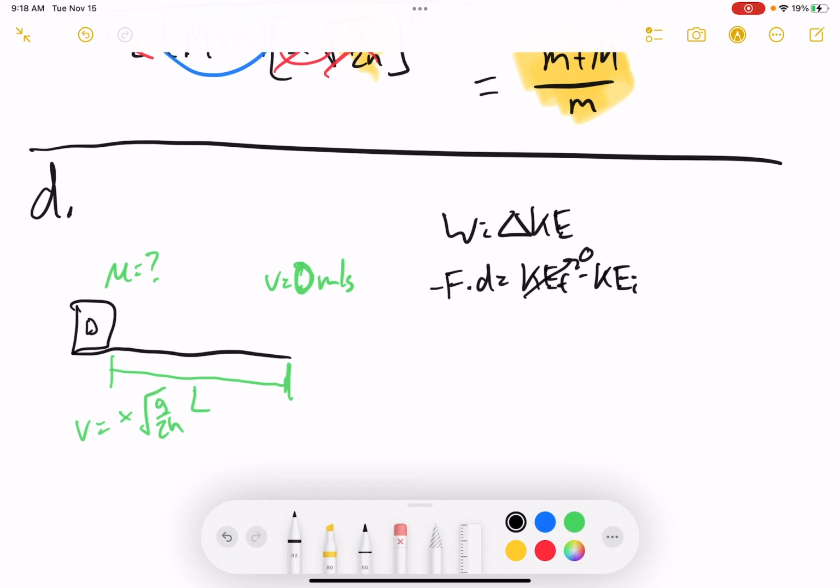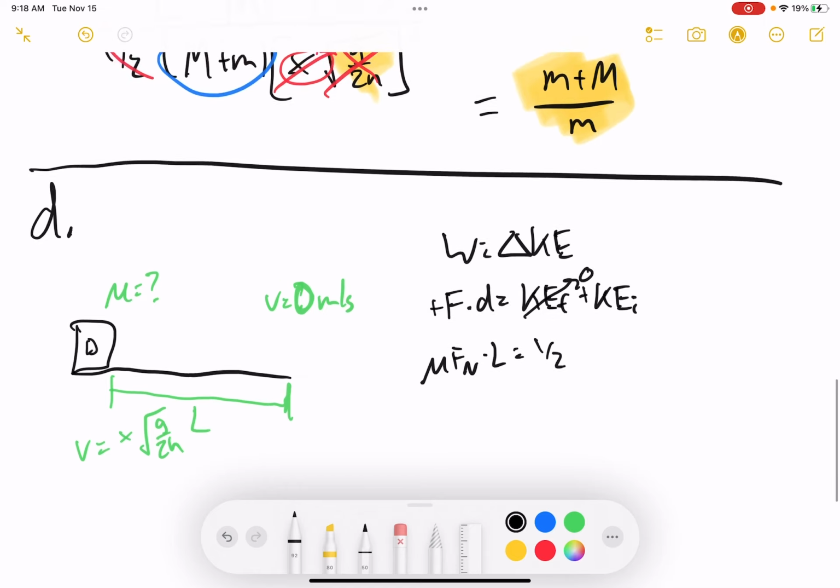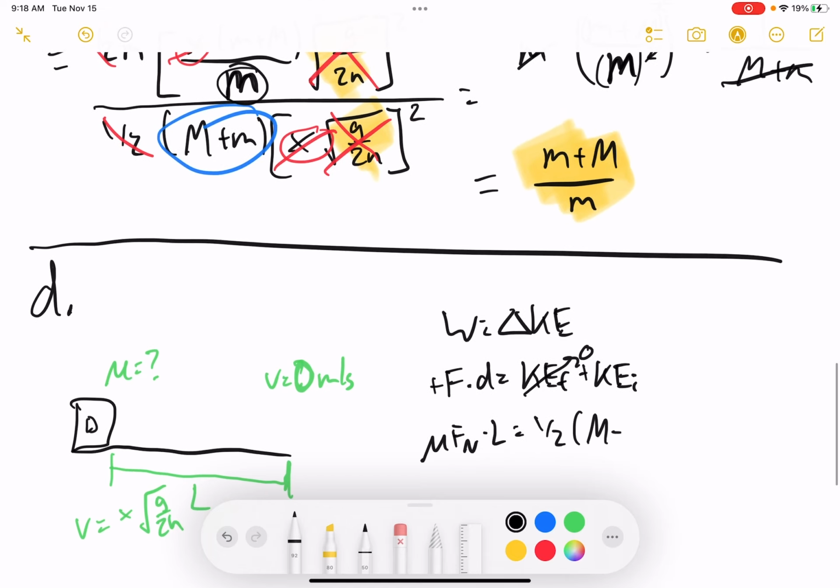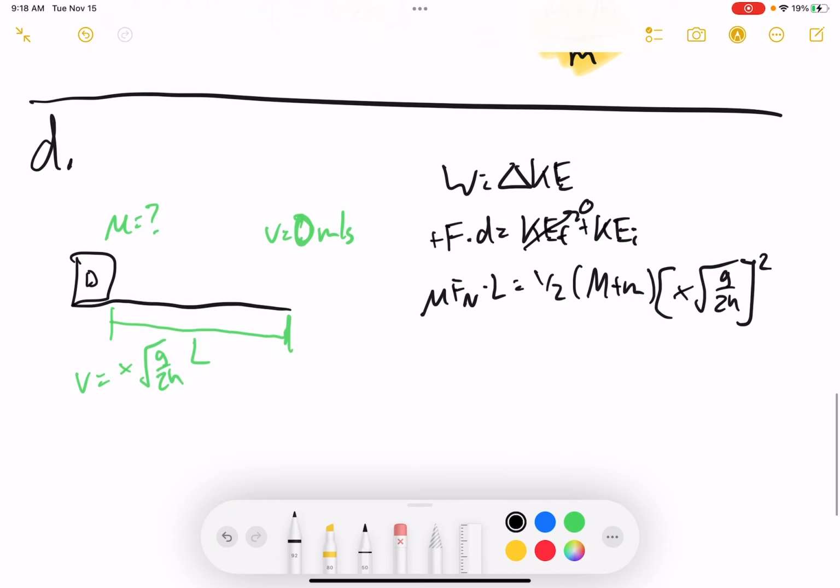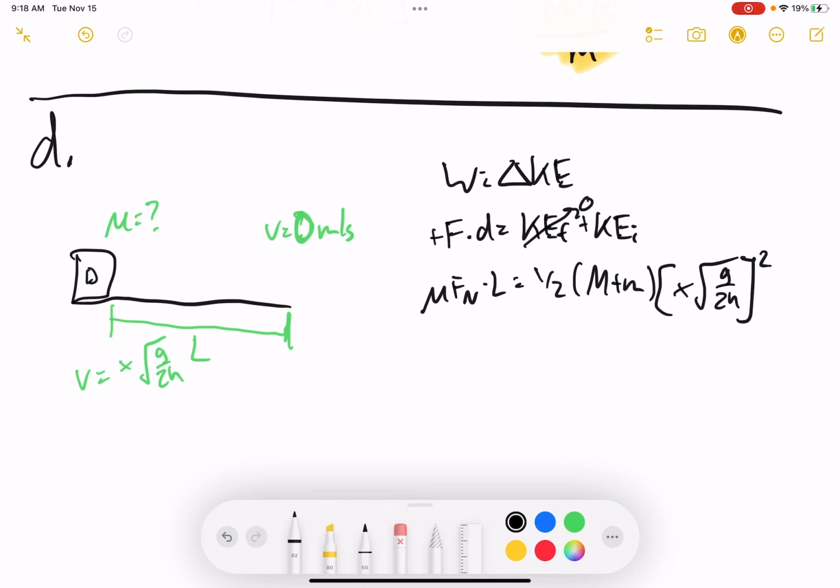Now my force is also negative, so because I have a negative and a negative here, I can just cancel that out. The formula for my force is mu Fn, and then D is going to be L. Then I have 1/2, and I'm going to plug in this M plus m times x root g over 2h squared, okay? And so we need to figure out what my Fn is. Well, I'm going to go back to this. I know Fn is equal to mg in my case, because I don't have any other forces in the y direction. And my m here is really equal to capital M plus m, okay?